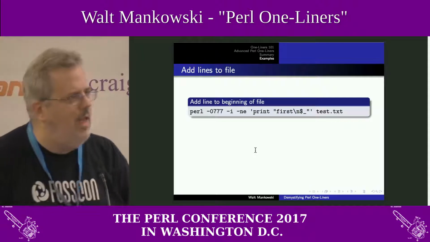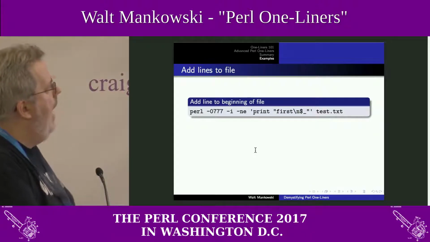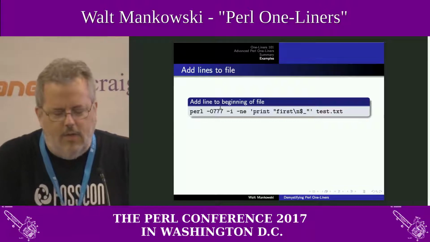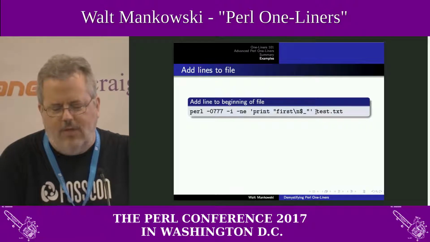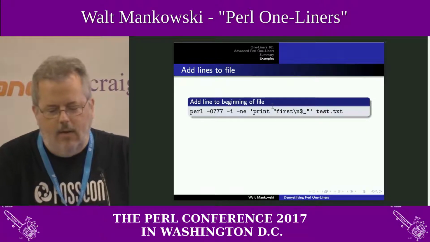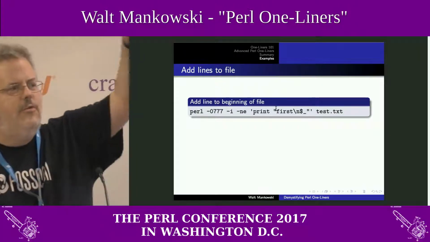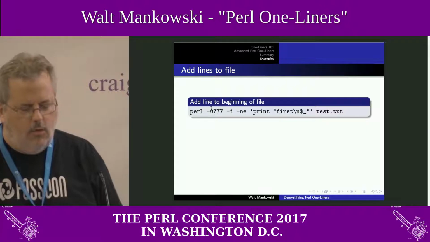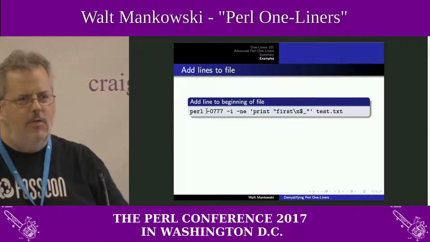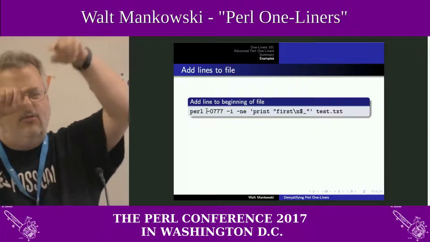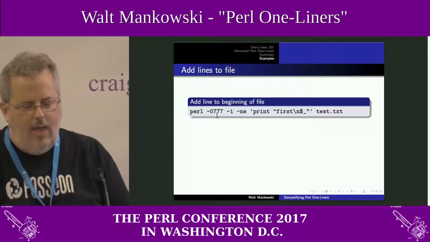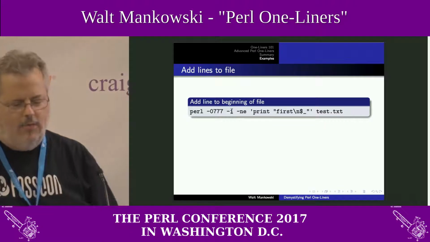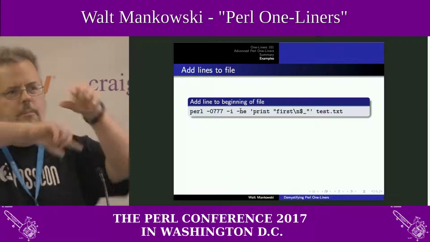Here's a bunch of different examples. This is my last example, adding a line to the beginning of a file. We have this file called test.txt, and I want to put the line "first" at the beginning of the file. One way to do it is to say -0777, so that slurps in the entire file. That's all in $_. We say -i because we're going to edit it in place, and -n puts in that implicit loop.